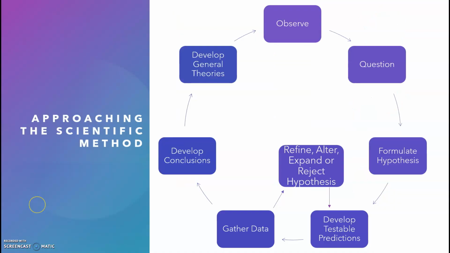So typically we're going to approach the scientific method in a more cyclical fashion as science becomes more complicated. We're going to observe, we're going to question, we're going to then formulate a hypothesis, develop testable predictions and gather data. But after we gather data, we might have to refine, alter, expand, or reject our hypothesis, which puts us back at the testing phase. Then we're going to gather more data. If that data is giving us concrete conclusions, we can then develop conclusions, and from those conclusions, scientists can develop general theories.